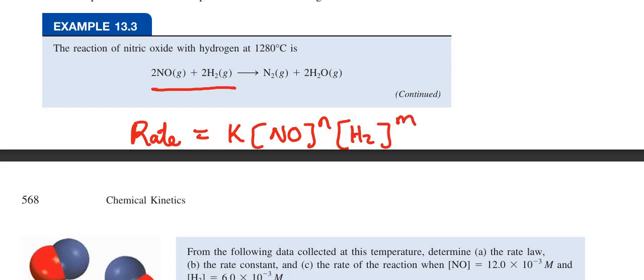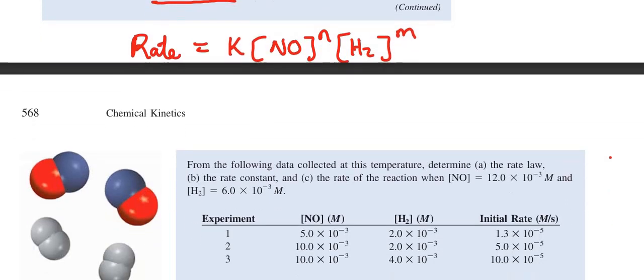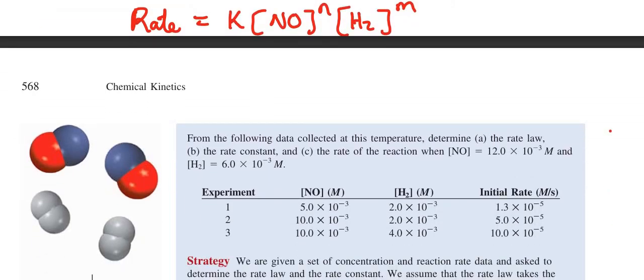They have told us, from the following data collected at this temperature, determine the rate law, the rate constant, and the rate of the reaction for the given concentrations. This is the table that you have here. They've given us the concentrations of the nitrogen monoxide and the hydrogen, and the rates on this side. I want you to pause the video to see if you're able to get the N and the M before you continue.